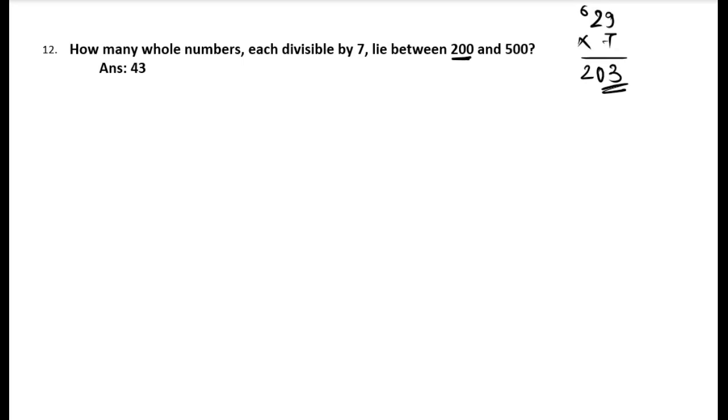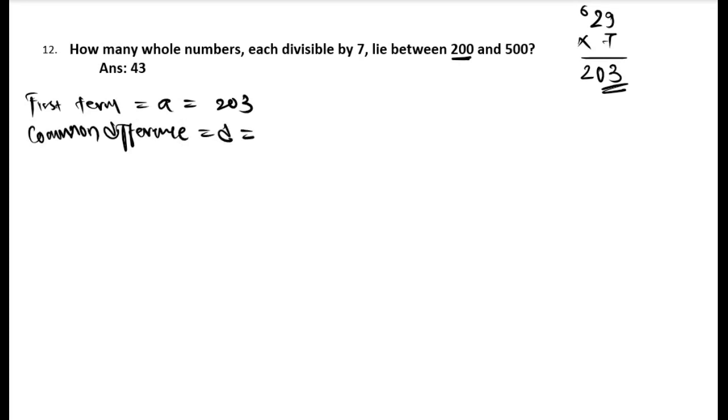So this is the first number. Therefore, we can write the first term, that is a, is equal to 203, right? What will be the common difference here? Common difference is d, which is 7, because all are multiples of 7. What is the nth term? The last term, nth term. So we can figure it out.